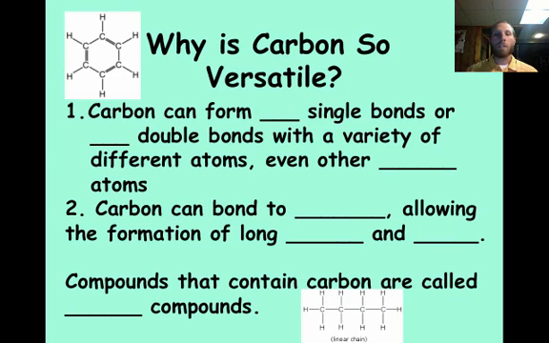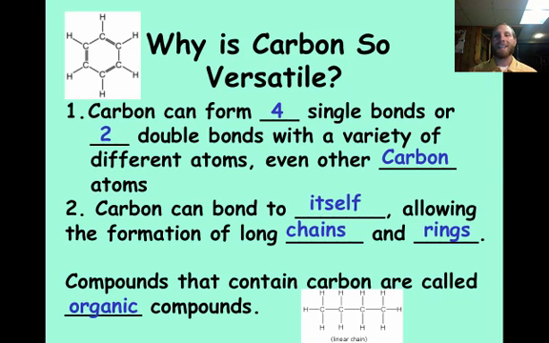First, why is carbon so versatile? Carbon is versatile because it can form 4 single bonds or 2 double bonds with a variety of different atoms, even other carbon atoms. Carbon is a very versatile atom, necessary for life. Carbon can bond to itself, allowing the formation of long chains and ring structures. And compounds that contain carbon are called organic compounds. We are made of organic compounds, and all life on Earth relies on organic carbon-based compounds.